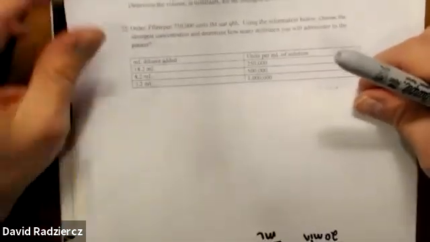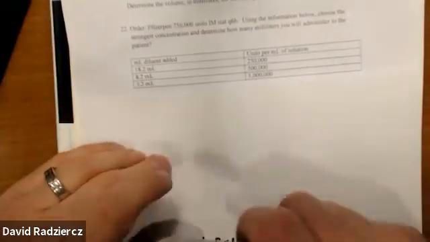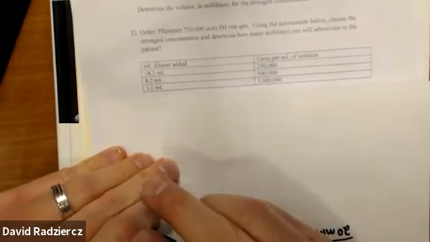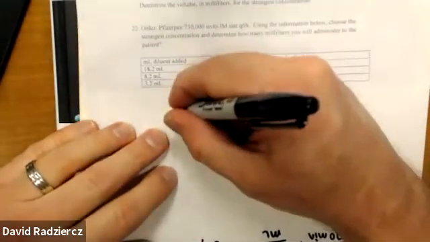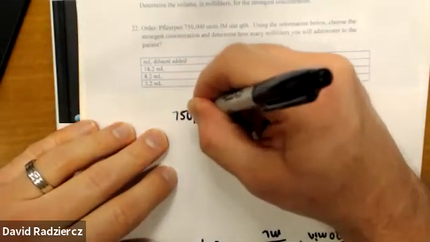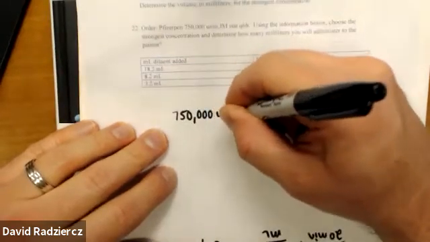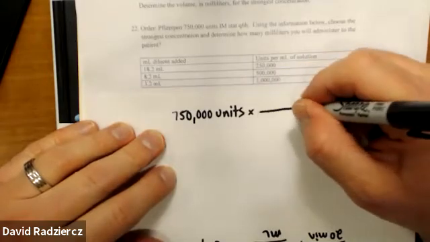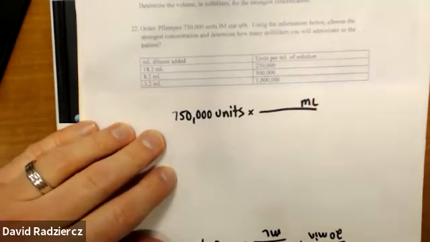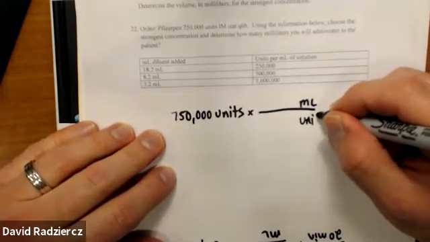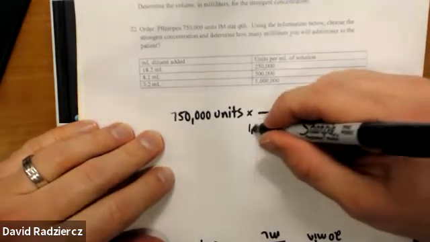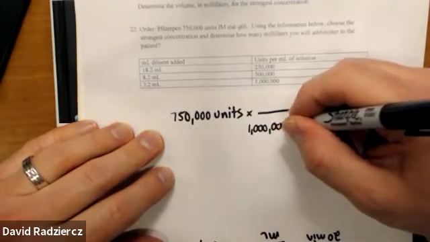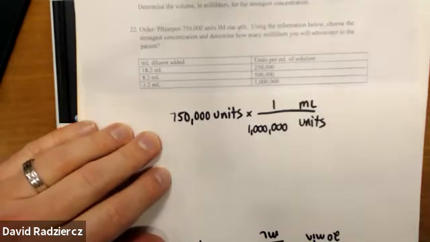Trying to get fancy here with my paper positioning. I'm going to take my ordered, which is the 750,000 units. But I don't want units. I want milliliters. So I need a way to convert units to milliliters. And that's where I have the 1 million units per milliliter.